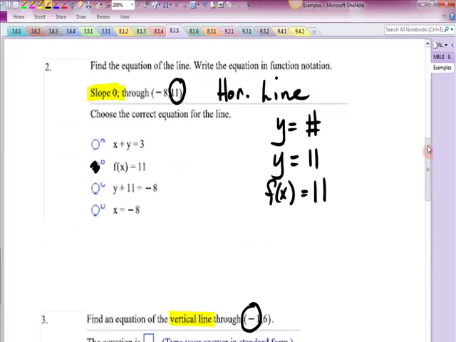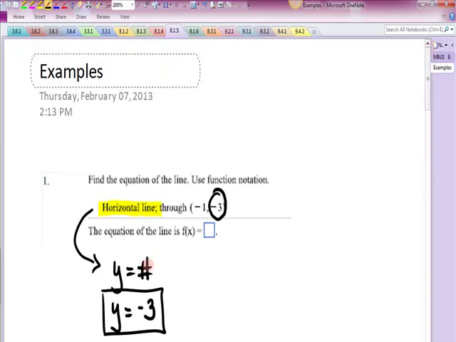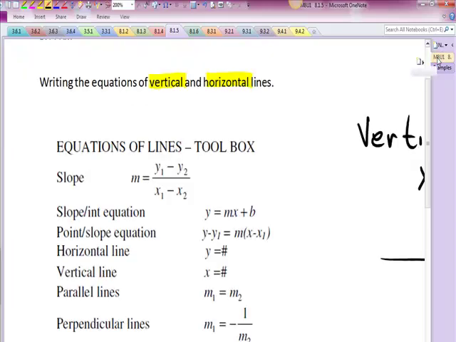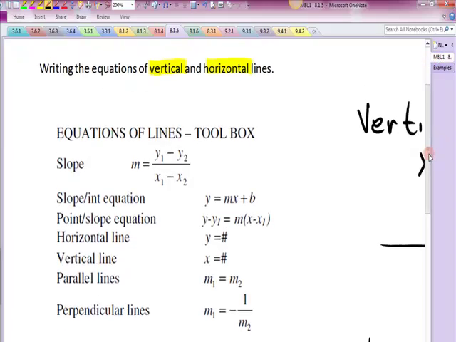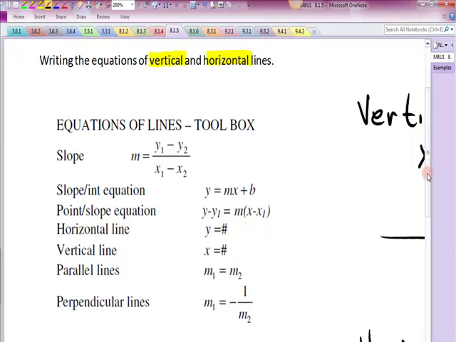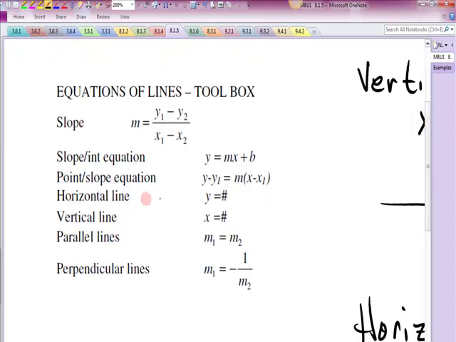So I really apologize for starting this off saying the wrong thing here. Horizontal lines are y equals, vertical lines are x equals, the opposite of what the axis is. So horizontal, y equals; vertical, x equals.